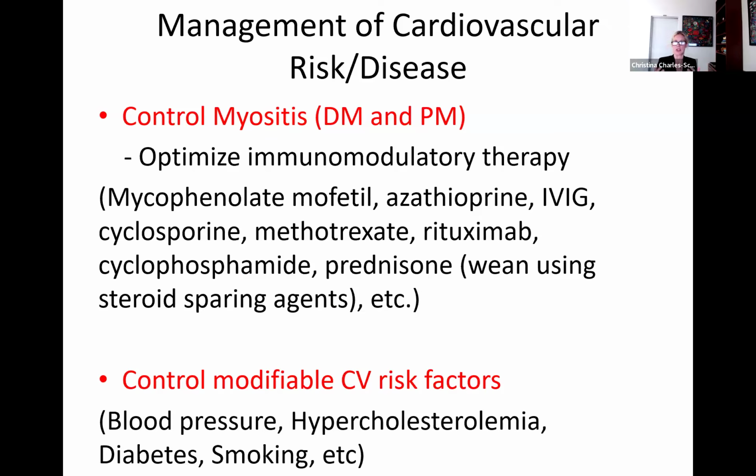If the young man who I mentioned earlier had had very aggressive disease management earlier, would he have had a heart transplant? Can't look back and say, but he had a better chance, right? But controlling modifiable cardiovascular risk factors, again, key.